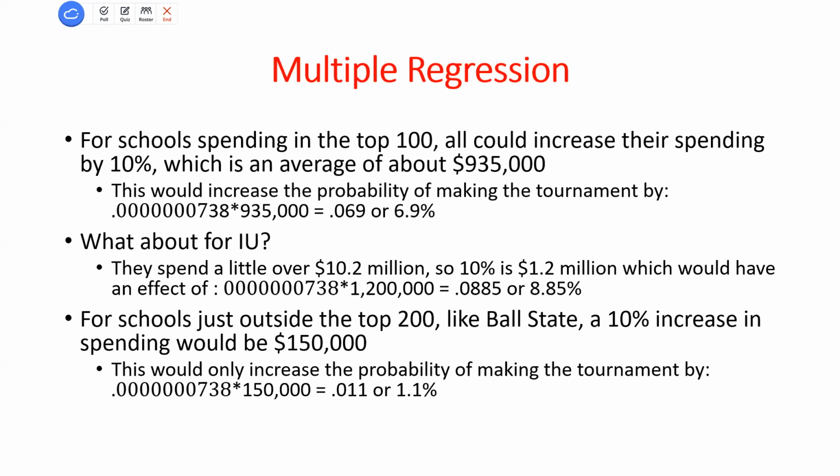And like I said, you can go through and do this kind of thought experiment. Once you have that coefficient, you do it for whatever university you're interested in, right? Just figure out what a 10% increase in their budget would be, and multiply that coefficient by that value.